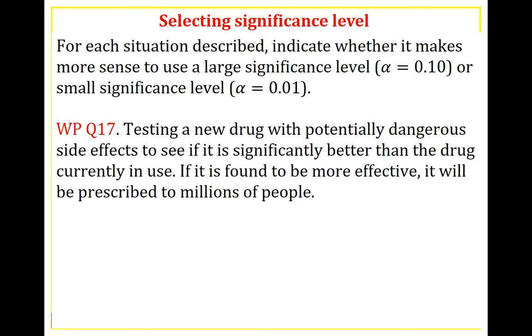I'm testing a new drug with potentially dangerous side effects to see if it's significantly better than a drug that is currently in use. If it is found to be more effective, it will be prescribed to millions of people. All right. So first of all, we have potentially dangerous conditions. We're going to give it to millions of people. We don't want to be wrong. We don't want to use an alpha level of 10%. We want to use an alpha level of 1% or even smaller than 1%, but those are the two we're given. We want to minimize the number of errors of type 1.